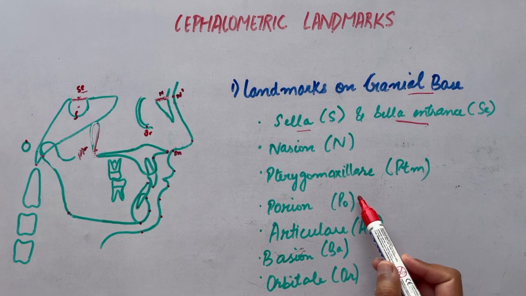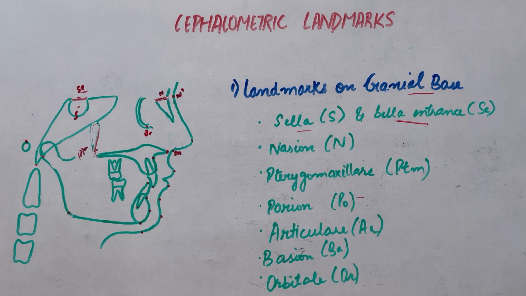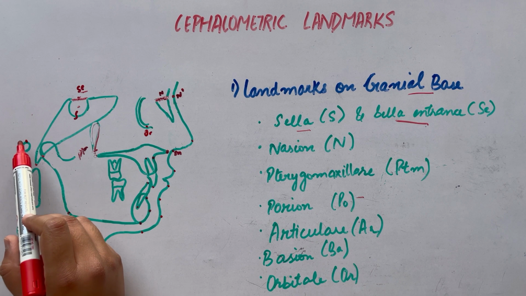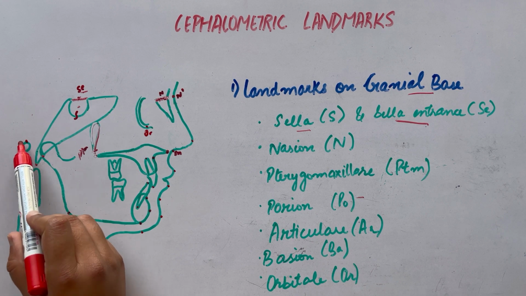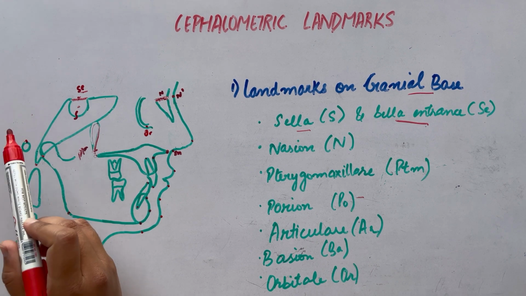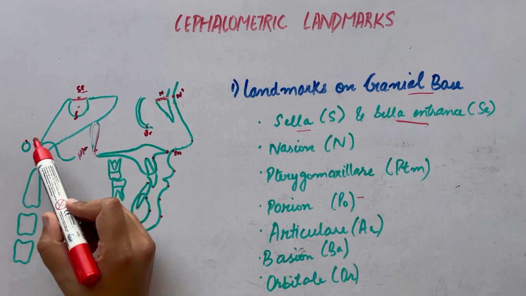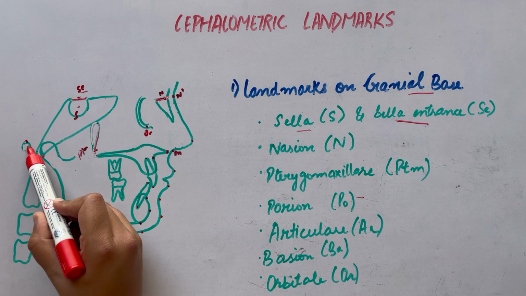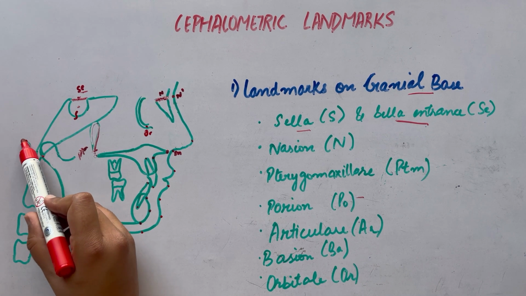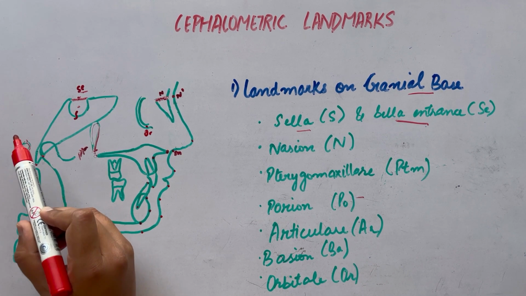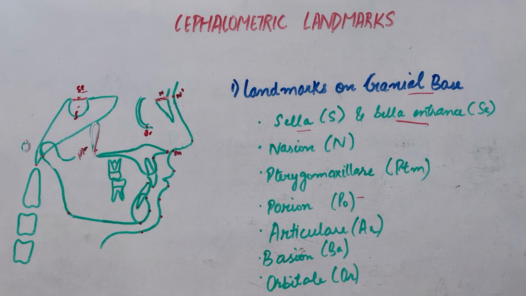Now next point is porion. Porion is an anthropological landmark identifiable on the skull on the superior border of the external auditory meatus. Now, this is the external auditory meatus on the ceph, and the most superior point is the porion point. Now, there are two porion points. One is anatomical porion and one is machine porion.